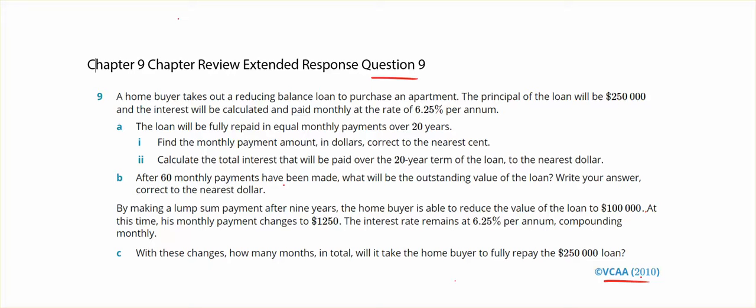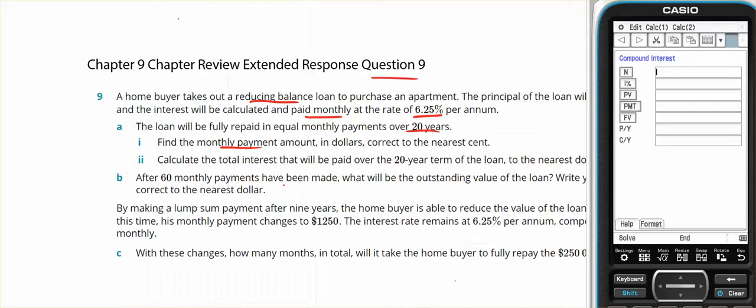A home buyer takes out a reducing balance loan. So, standard home loan, principal is $250,000. Interest is calculated monthly at a rate of 6.25% per annum. The loan is to be repaid over 20 years. So we're trying to find a monthly payment amount. Very stock standard question on a finance solver.